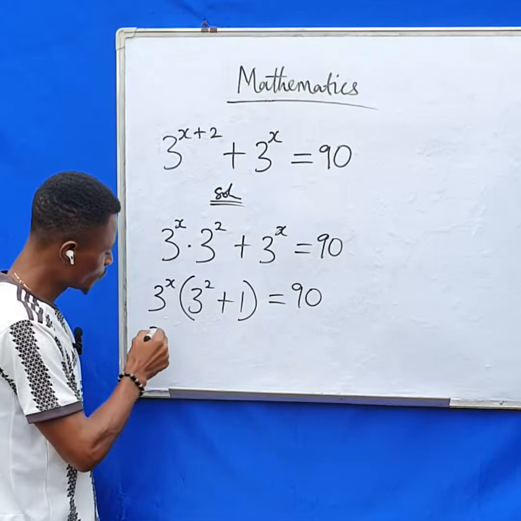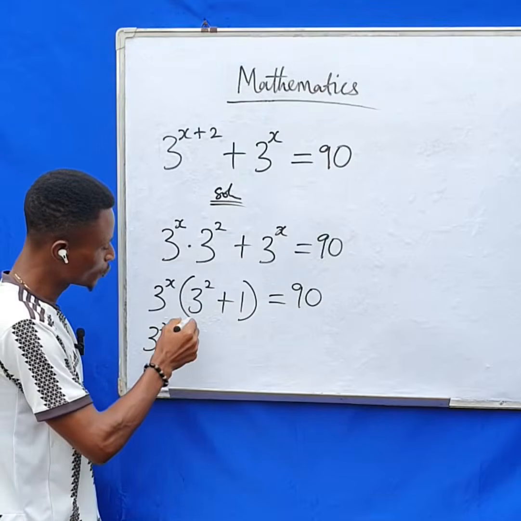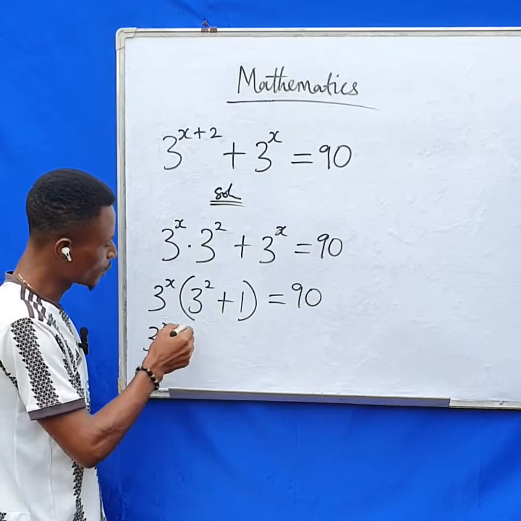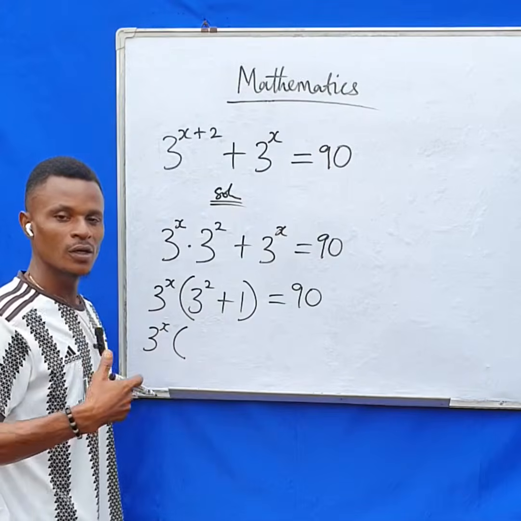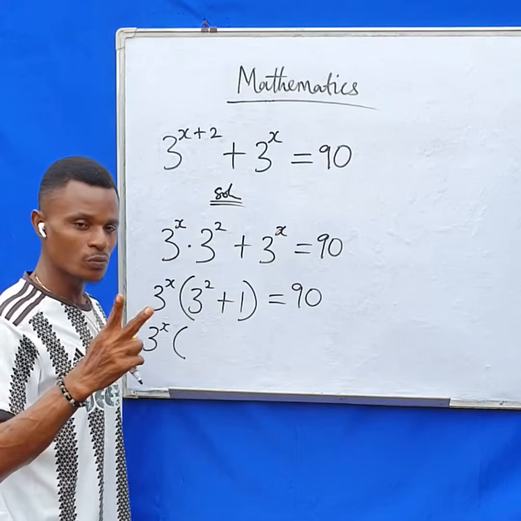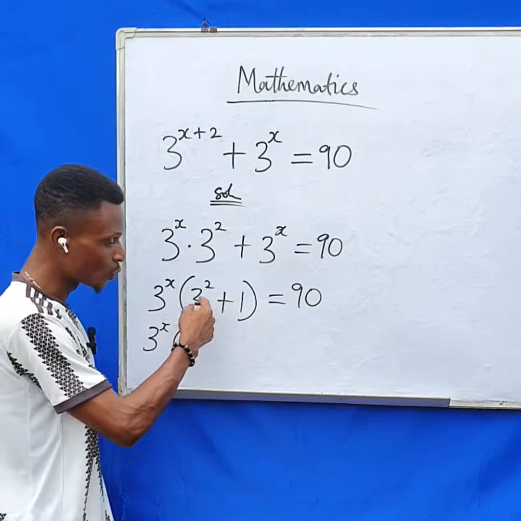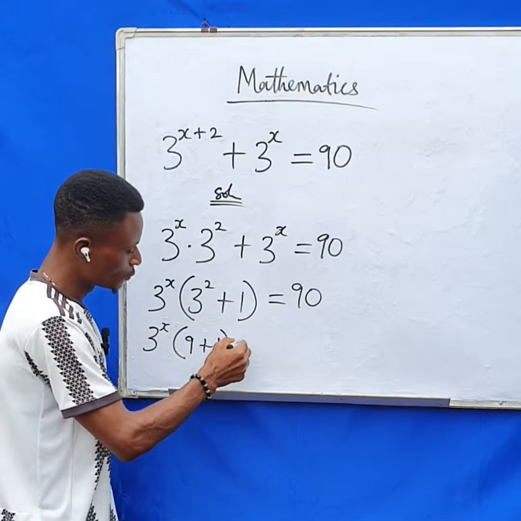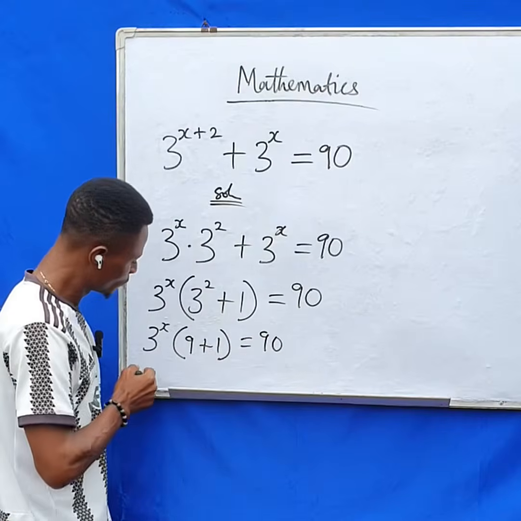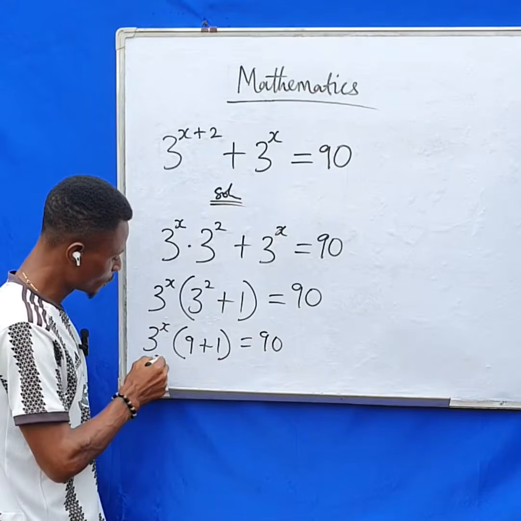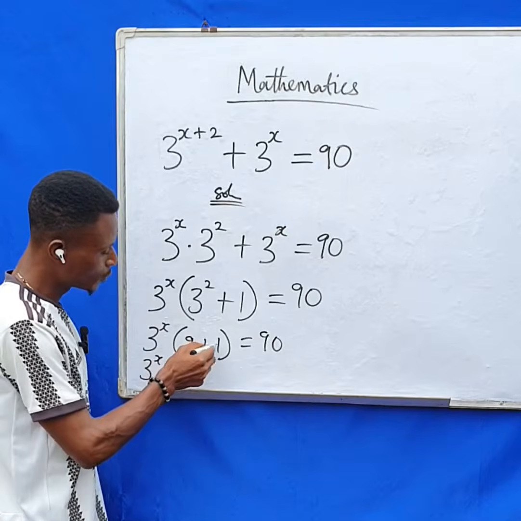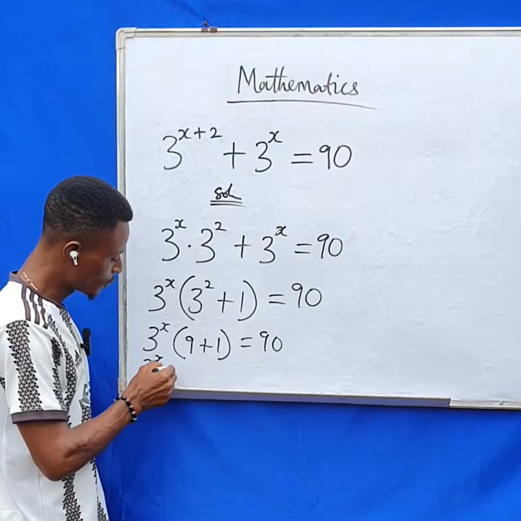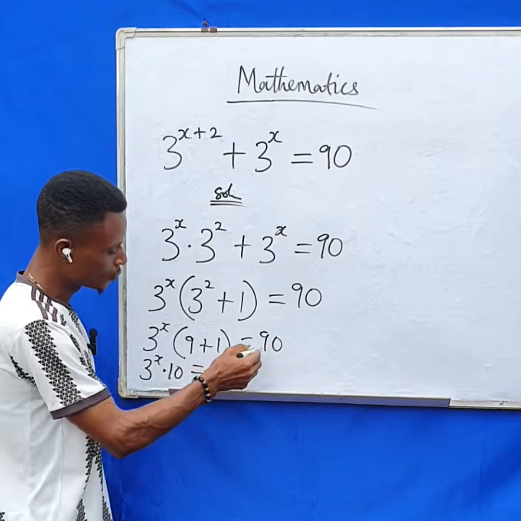Now, we are going to have 3 raised to the power of x, open bracket. 3 raised to the power of 2 means 3 times 3, that is 3 into 2 places, which is 9. We're going to solve what is inside this bracket first. Then plus 1 equal to 90. So here we have 3 raised to the power of x. This 9 plus this 1 will give us 10. So 3 raised to the power of x times 10, then equal to this 90.